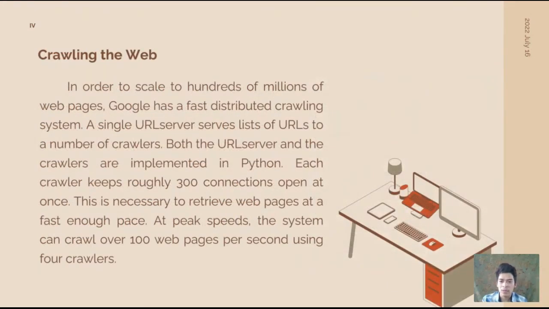Next is crawling the web. In order to scale to hundreds of millions of web pages, Google has a fast distributed crawling system. A single URL server serves lists of URLs to a number of crawlers. Both the URL server and the crawlers are implemented in Python. Each crawler keeps roughly 300 connections open at once. This is necessary to retrieve web pages at a fast enough pace. At peak speeds, the system can crawl over 100 web pages per second using four crawlers.